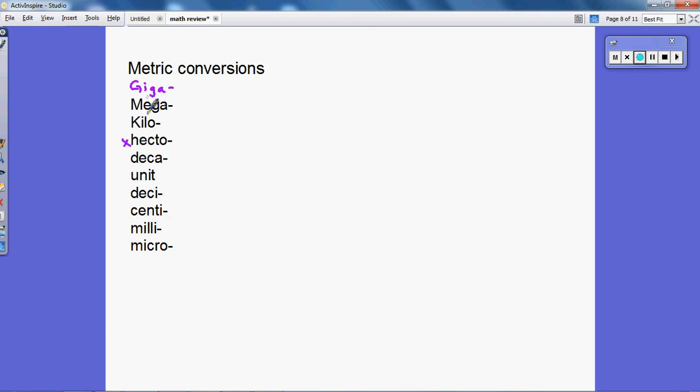So to run down the list here, giga means 10 to the 9, which is to say 1 followed by 9 zeros, which is, so there's 100, 1,000, 100 million, billion, a billion. Giga equals 1 billion. Much simpler to write 1 instead of 1 billion. Mega is 10 to the 6, which is to say 1 million.